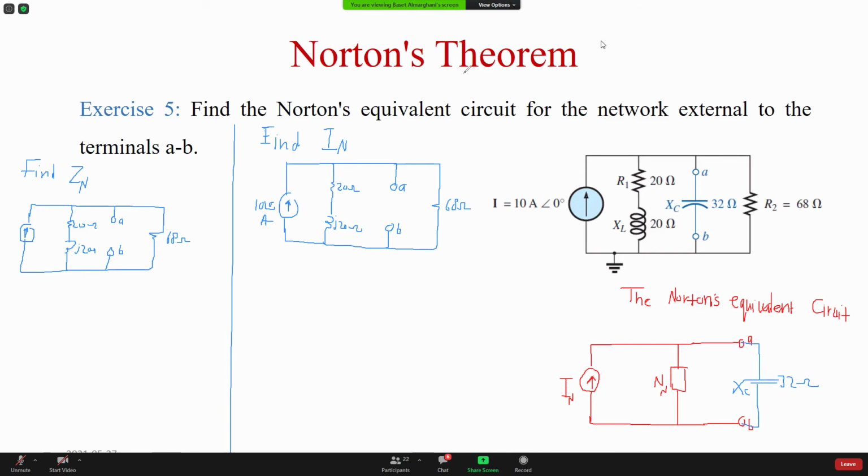Now, when I want to find Zn, what do I do? Remove the source. So I'm going to remove the source. It's a current source, so I'm going to leave it open circuit. I replace it with an open circuit. Now here in this circuit, I'm going to put the short circuit, and I'm going to find the current here.